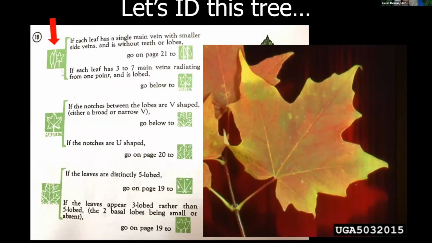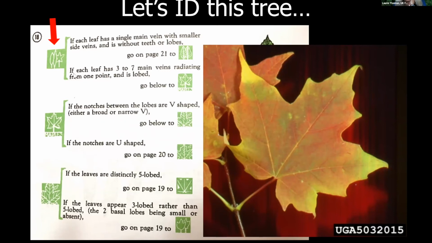And that's the very top bracket. And on page 18, now it's asking us about some of the venation in our leaf. It says each leaf has a single main vein with smaller side veins, and it even gives you a diagram of what it means. And that would be more like a pinnate venation. So those would be one main vein, and they're right across from each other off that main vein, and is without teeth or lobes. Well, I don't think that's matching our leaf.